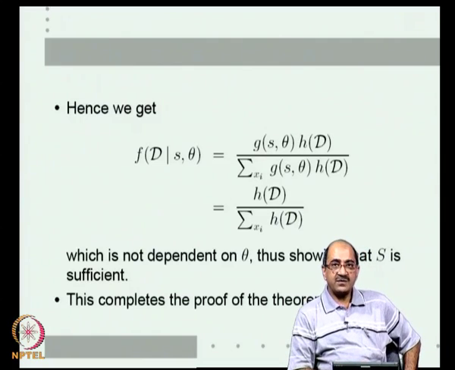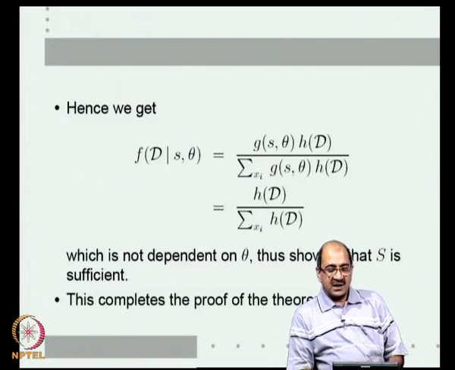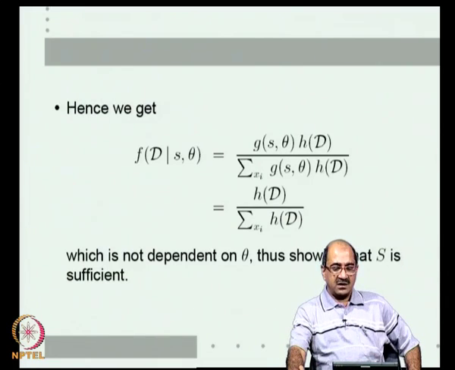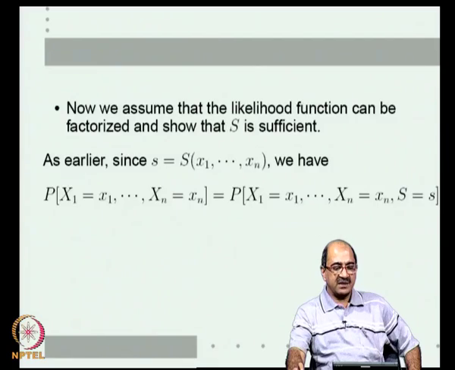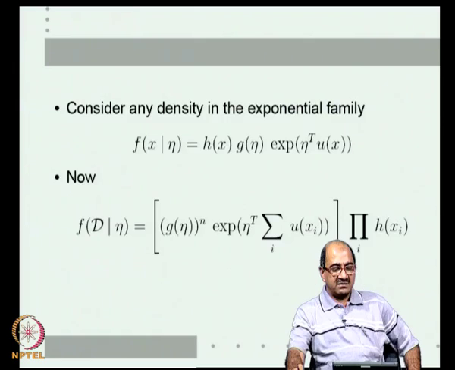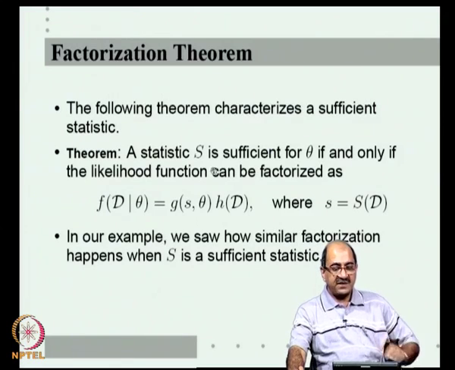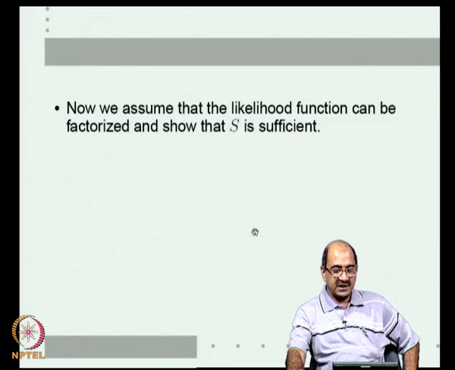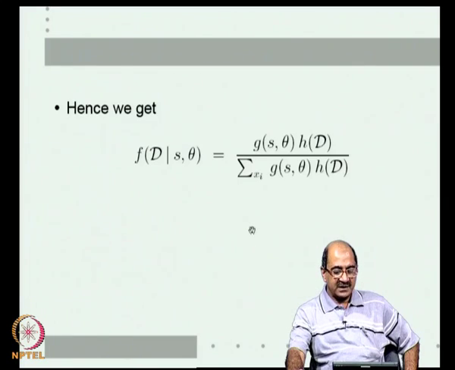We have shown both halves, and essentially a statistic is sufficient if and only if the joint mass function factorizes. Let us look at the theorem again. The theorem is certainly more important than the proof. A statistic is sufficient if and only if the likelihood factorizes into a factor that is dependent only on S and theta, and another factor that may be dependent on the individual data. So, we have proved both parts of this theorem, the so-called factorization theorem that characterizes sufficient statistics.